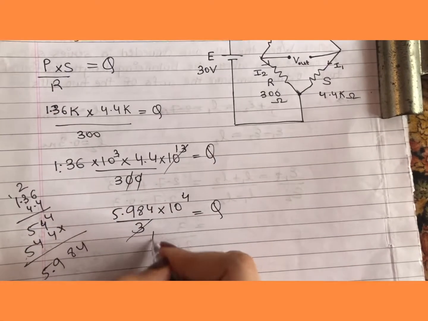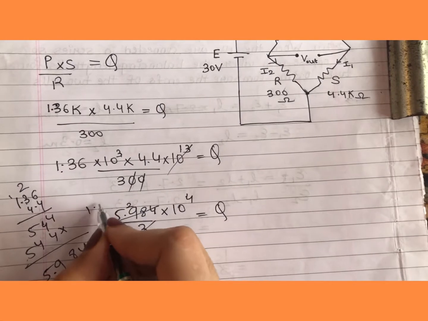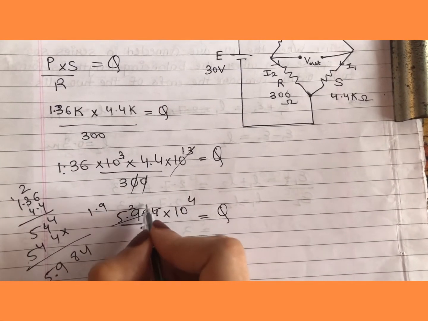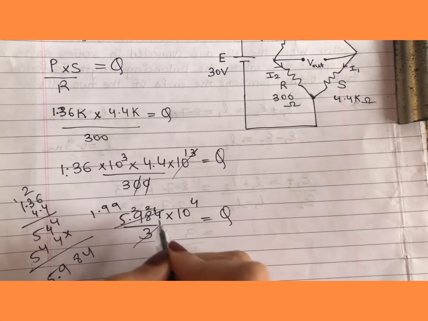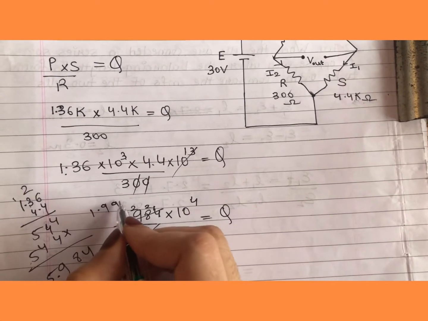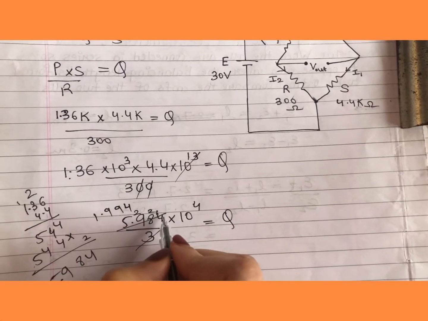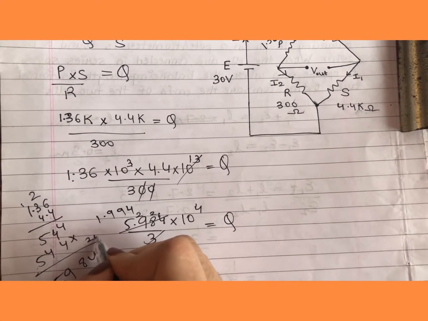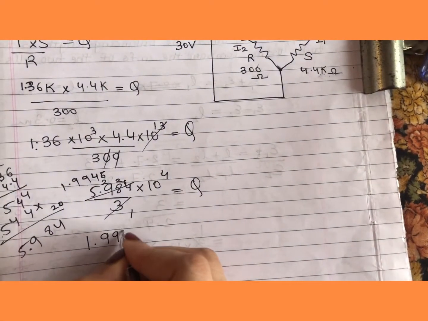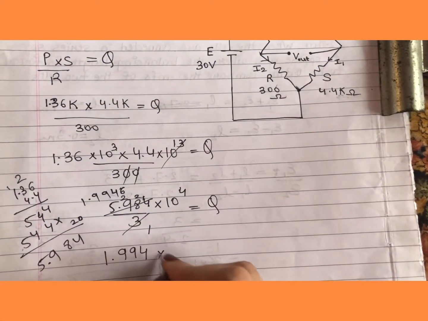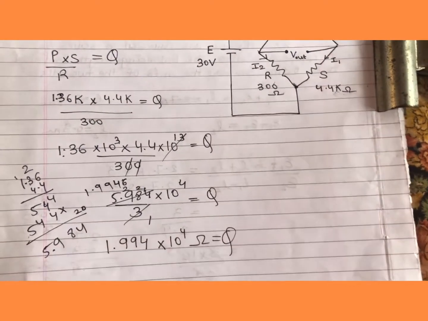So 3 ones are 3 point. 3 nines are 27. Again 3 nines are 27. Right? 3 fours are 12. Now 2 is left, 14 minus 12. So because of the point, this becomes 0. So 3 6s are 18. So we'll take 1.994, just 3 digits after the point, into 10 raised to 4 ohm is equal to Q.